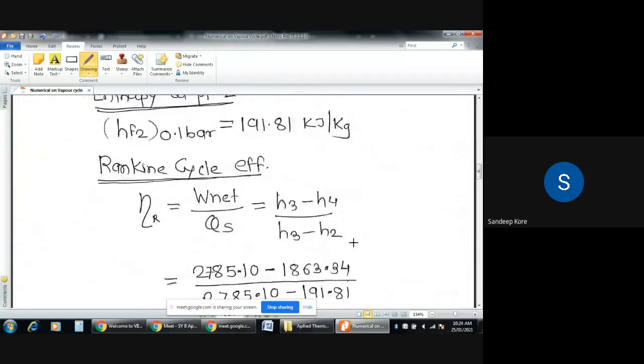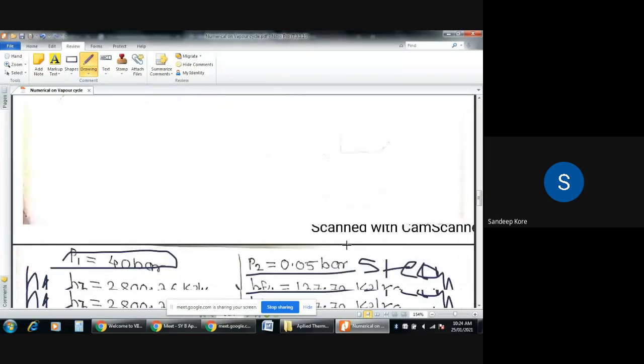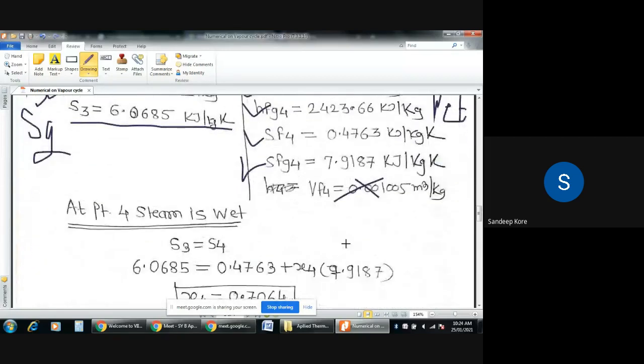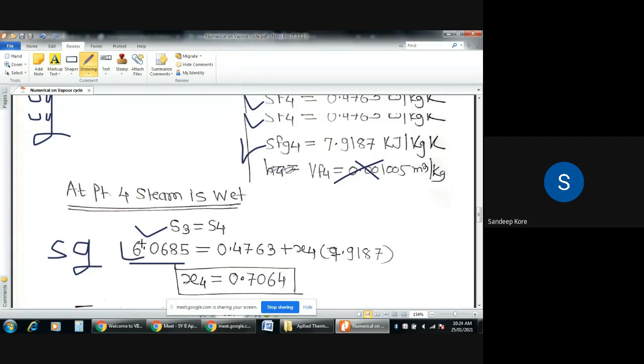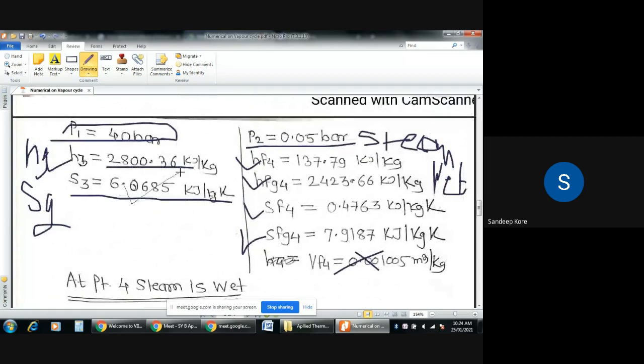If we equate the entropy at point 3 and point 4, we can write S3 is equal to S4. Now what does this S3 mean? The entropy at the boiler pressure of 40 bar. So at boiler pressure, we have to refer to the Sg. Sg stands for the entropy of the dry steam, and we have already noted 6.068.